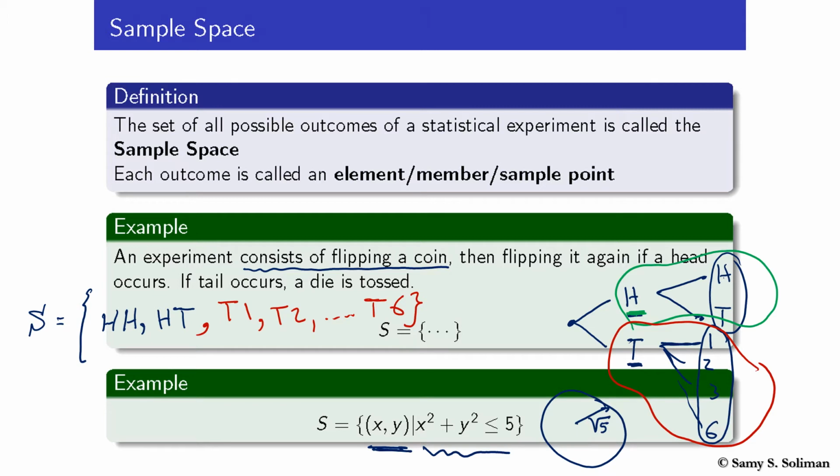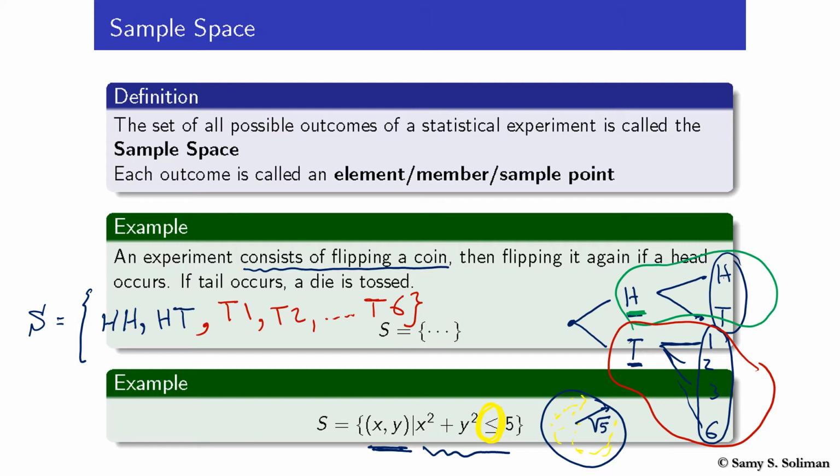And of course, since this is an inequality, not an equality, the points achieving this inequality are all the points inside this circle. So if the experiment is choosing a point which satisfies this equation, the set of all the possible outcomes, or the sample space, is the surface of a circle.